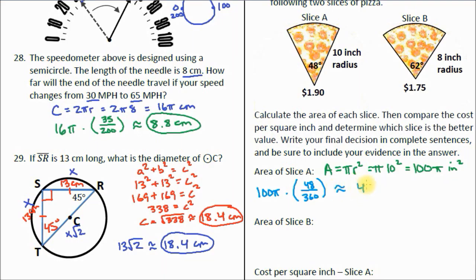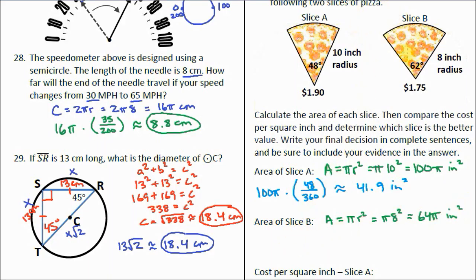And that's going to be approximately 41.9 inches squared. Alright, let's take the second piece. Figure out the area of the whole pizza first. It's going to be pi r squared, which is equal to pi times 8 squared, and that's going to be 64 pi inches squared.